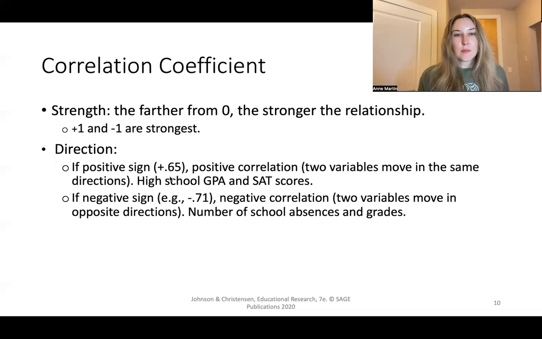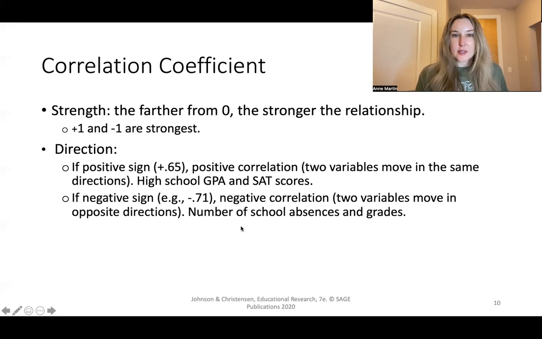So here's two examples, a positive 65 hundredths and then a negative 71 hundredths. Now, the positive and the negative tells you the direction. It doesn't tell you about the strength. So even though this is a negative correlation coefficient, this is a stronger relationship than this, because 71 hundredths is closer to -1 than 65 hundredths is to +1.